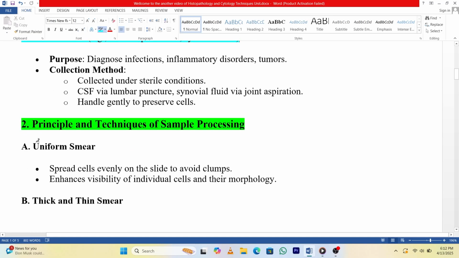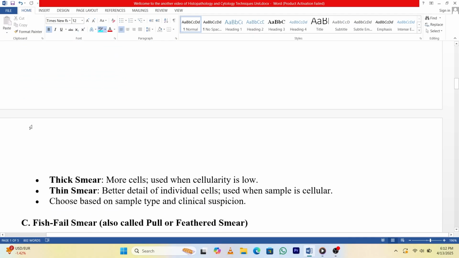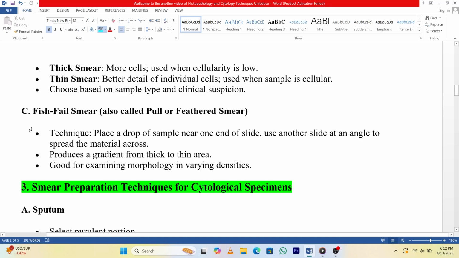2. Principle and techniques of sample processing. A. Uniform smear. Spread cells evenly on the slide to avoid clumps. Enhances visibility of individual cells and their morphology. B. Thick and thin smear. Thick smear, more cells, used when cellularity is low. Thin smear, better detail of individual cells, used when sample is cellular. Choose based on sample type and clinical suspicion.